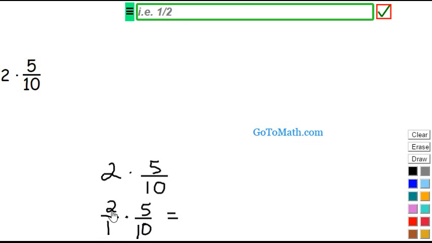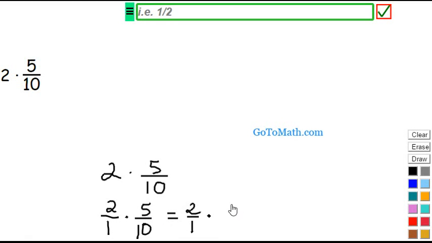Okay, so 2 over 1 is the same thing as saying 2. And so what we're going to do is multiply the numerators together and then multiply the denominators together. All right. But really, before we even do that, we can actually reduce this thing down quite a bit. And let's just do that. So I'm going to rewrite this 2 over 1 right here.